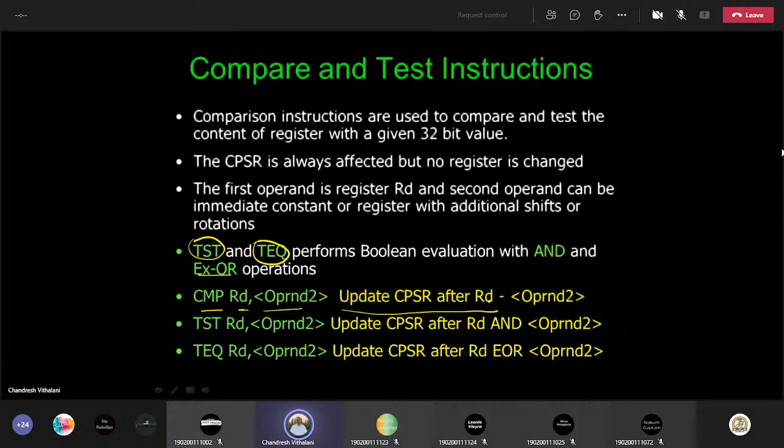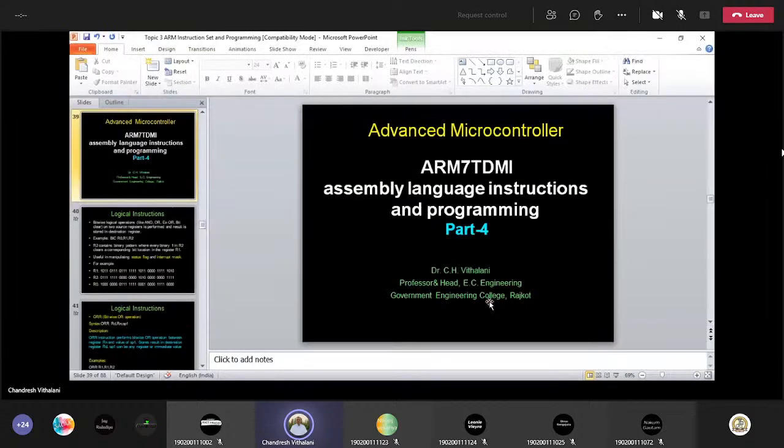Now let me show you these programs. I will run these instructions in Keil, and then we'll come back to this PowerPoint slide again.